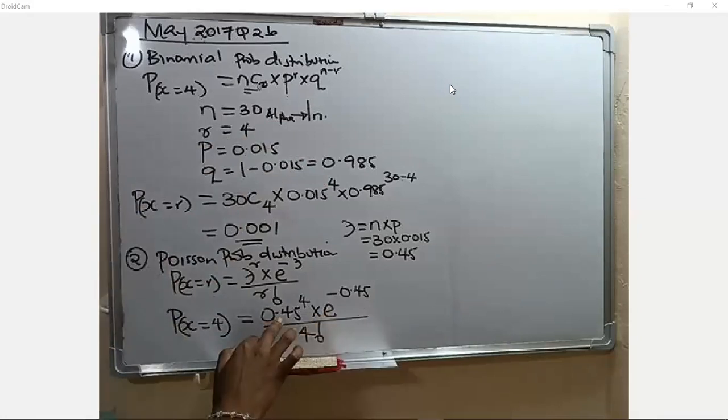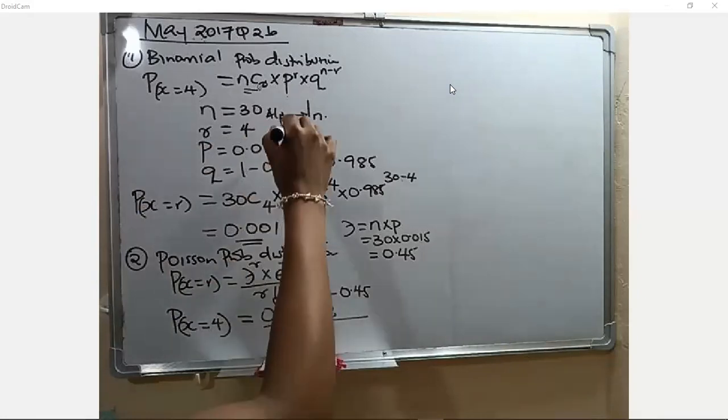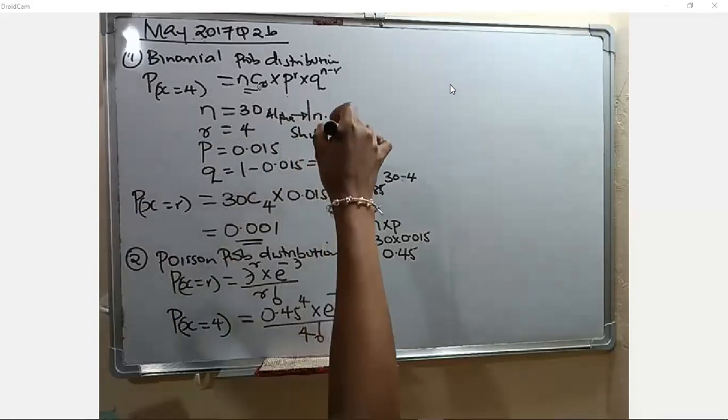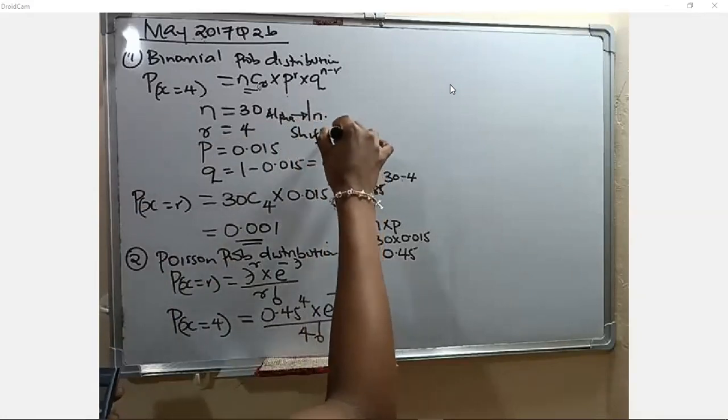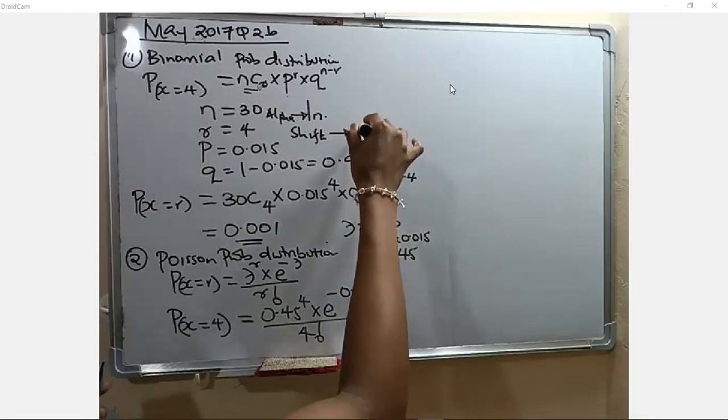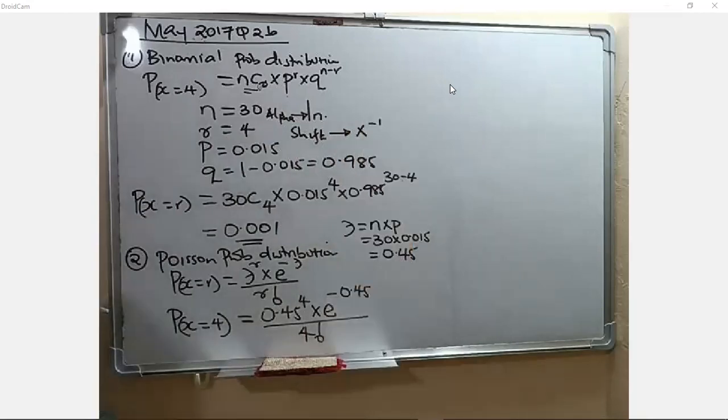Then we multiply by this one times 0.45 raised to 4. Then we divide by 4 factorial. To get this factorial, we just press shift. Then there is a button in your calculator written as x raised to power negative 1. So press shift and that button, and you're going to get the factorial sign, and then the equal sign, right?